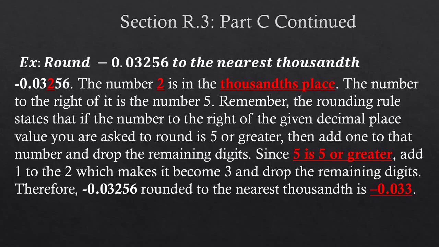Since 5 is 5 or greater, add 1 to the 2, which makes it become 3, and drop the remaining digits. Therefore, negative 0.03256 rounded to the nearest thousandth is negative 0.033.